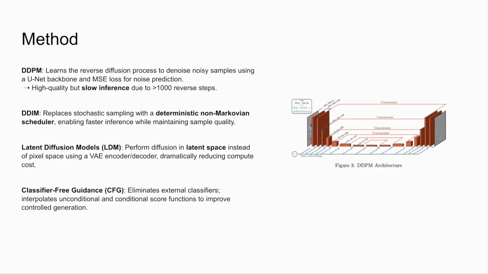Finally, we apply classifier-free guidance, CFG. It lets the model interpolate between unconditional and conditional predictions during inference. This provides much stronger control over what the model generates and leads to better semantic alignment with the intended class.